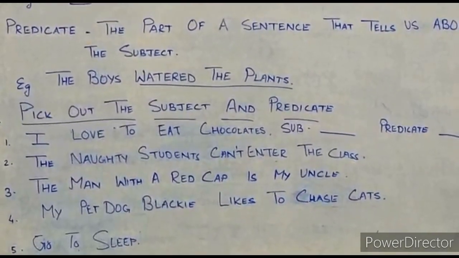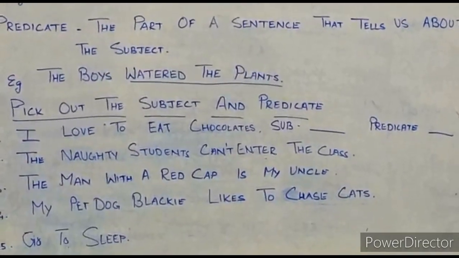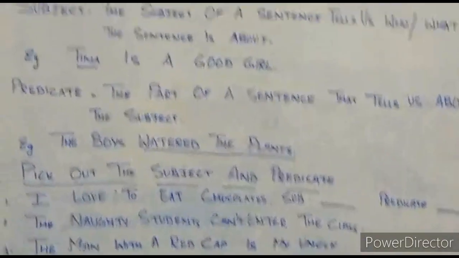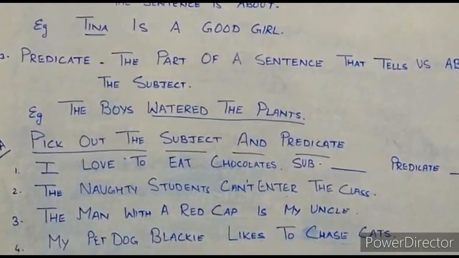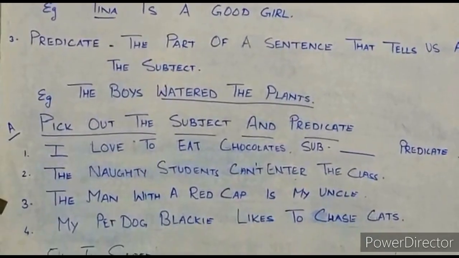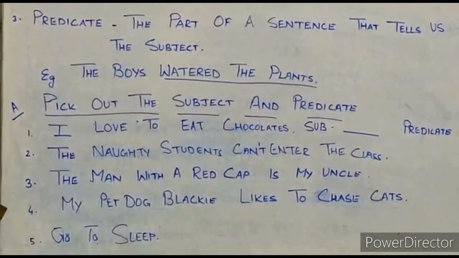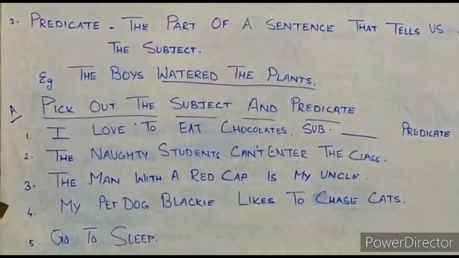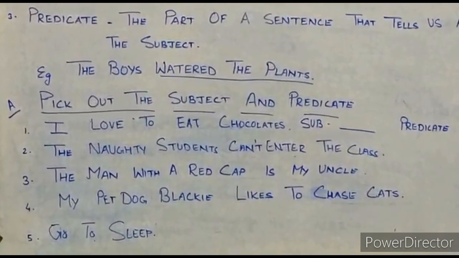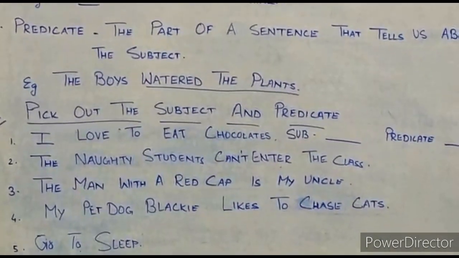The sentences are: number 1, I love to eat chocolates. Number 2, the naughty students can't enter the class. Number 3, the man with the red cap is my uncle. Number 4, my pet dog Blackie likes to chase cats. Number 5, go to sleep. Please have a look nicely so that you can note down.